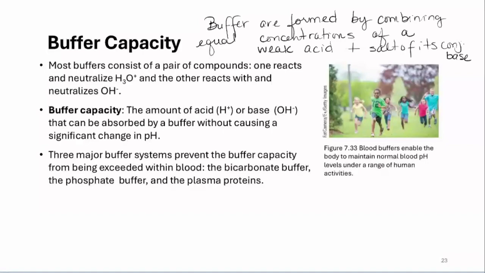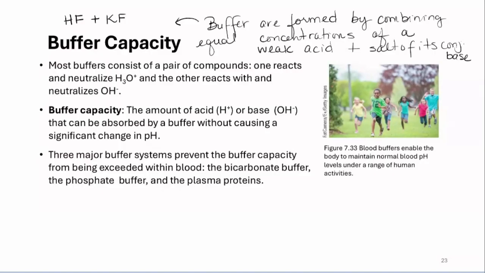To give you an example of a buffer system that is not in our body, but it is considered a buffer system, let's say that we look at HF. HF is a weak acid. The salt of this weak acid is going to be when you combine an element from 1A to the conjugate base of HF, meaning if HF loses a hydrogen, it is going to make fluoride. So KF is going to be the salt of its conjugate base.